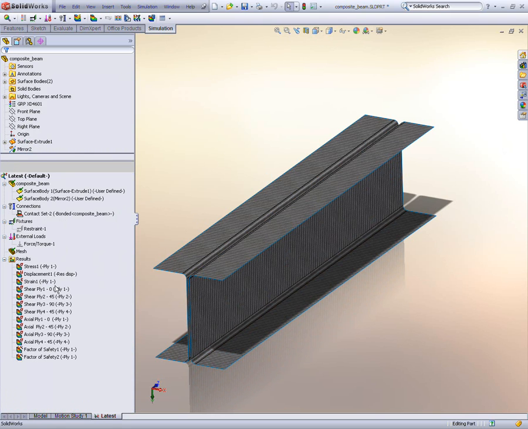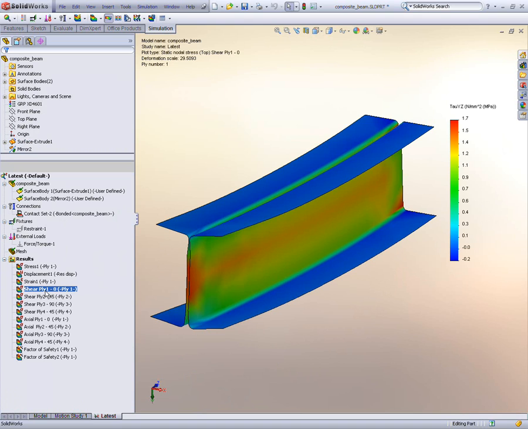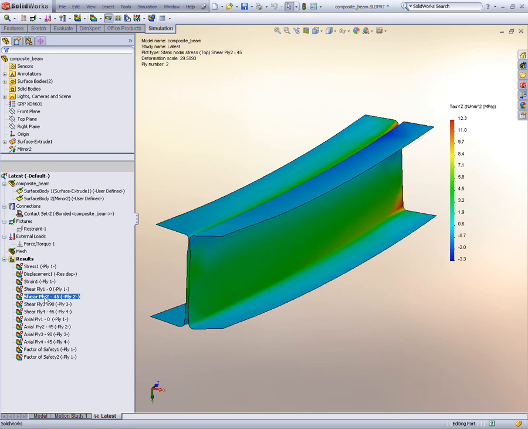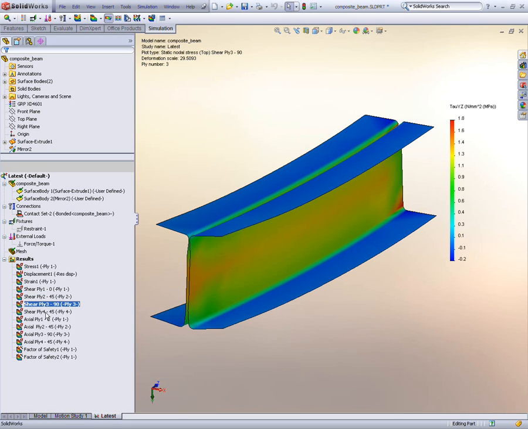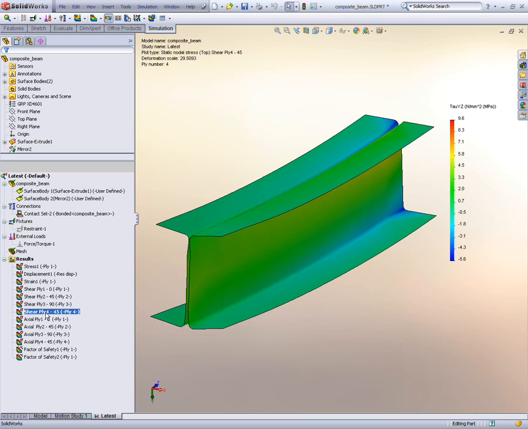So defining a layup is very easy to do and very intuitive, but more importantly we have a wide cross-section of results available to us that relate to composites. So we can look at the results in each individual ply, so it's just a matter of looking at the stresses. So here, for example, we're looking at shear results. You can see there's not much shear going on in the 0 ply direction, but in the 45 we have more significant shear, and then 90 ply not much, and again in the minus 45 we have shear.